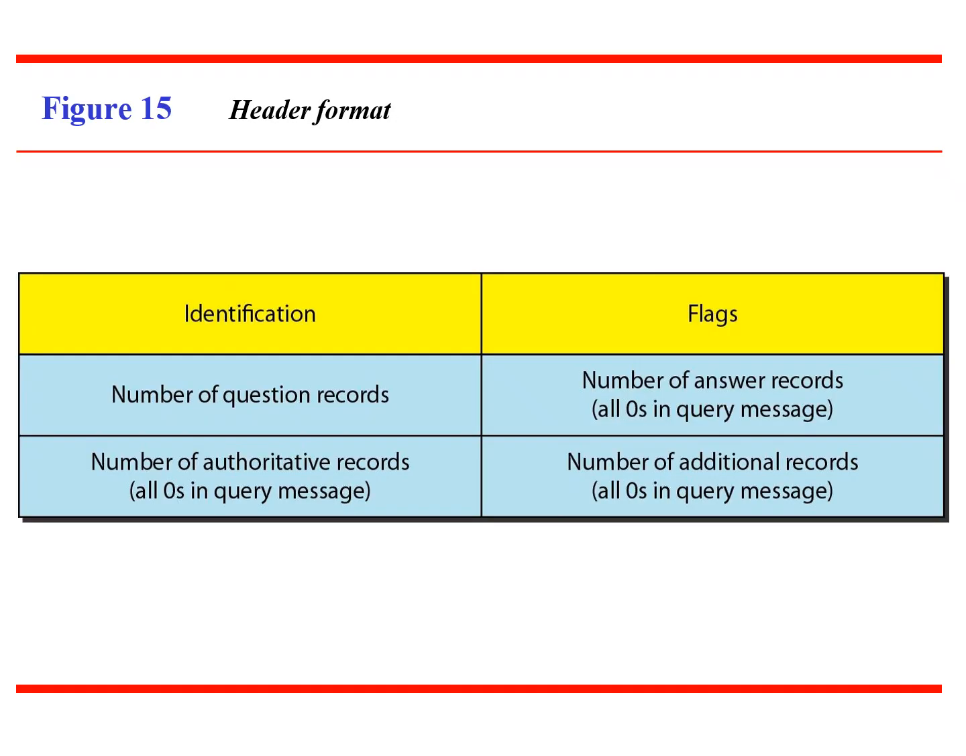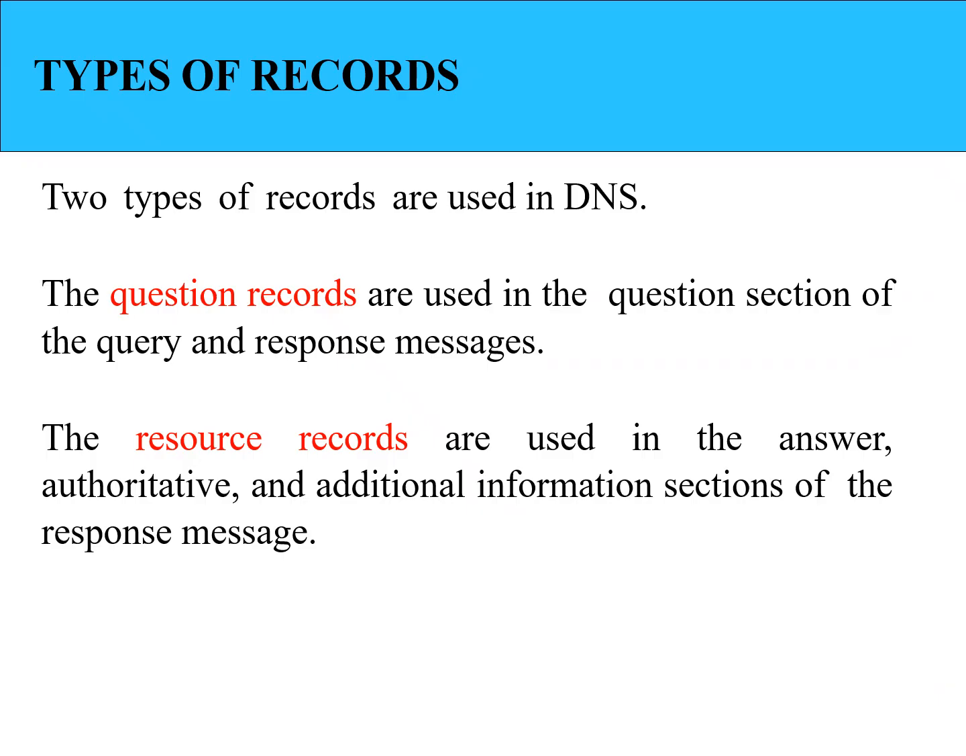Now coming to the header format, the header basically has a total of 6 fields. First we have the identification, then the flags, then the number of question records, number of answer records, then number of authoritative records, and number of additional records. So this is the header that will be attached in a DNS message. Then coming to the types of records, as we have seen, the question records are used in the question section of the query and the response message. The resource records are used in the answer, authoritative and additional information sections of the response messages.